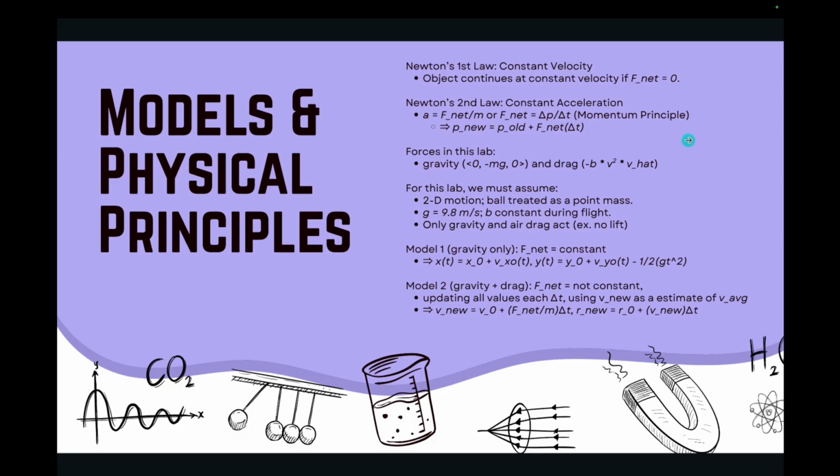For this lab, we must assume that the ball is in 2D motion, the ball is treated as a point mass, g is equal to 9.8 meters per second squared, B is constant during the flight, and only gravity and air drag are the forces that act on the ball. No lift, nothing else.